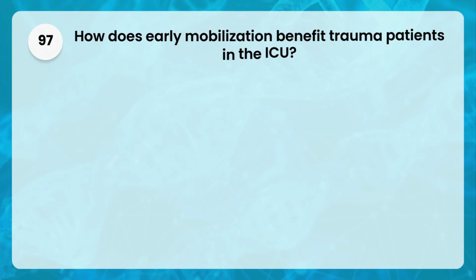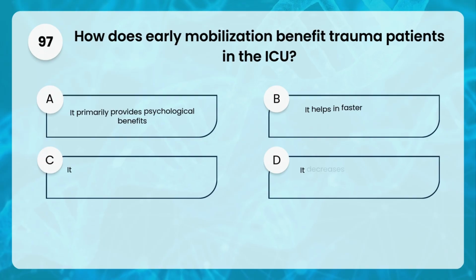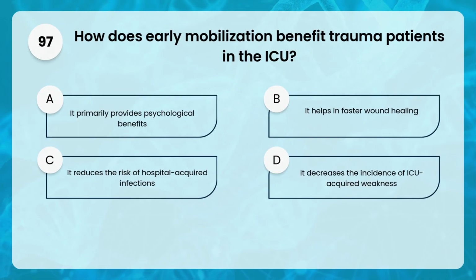97. How does early mobilization benefit trauma patients in the ICU? A. It primarily provides psychological benefits. B. It helps in faster wound healing. C. It reduces the risk of hospital-acquired infections. Or D. It decreases the incidence of ICU-acquired weakness.